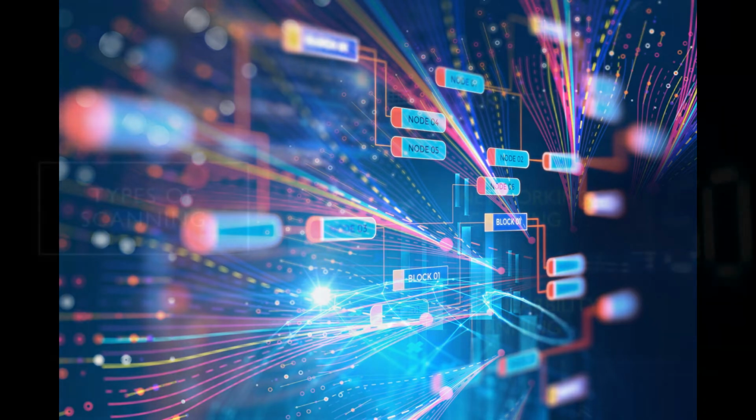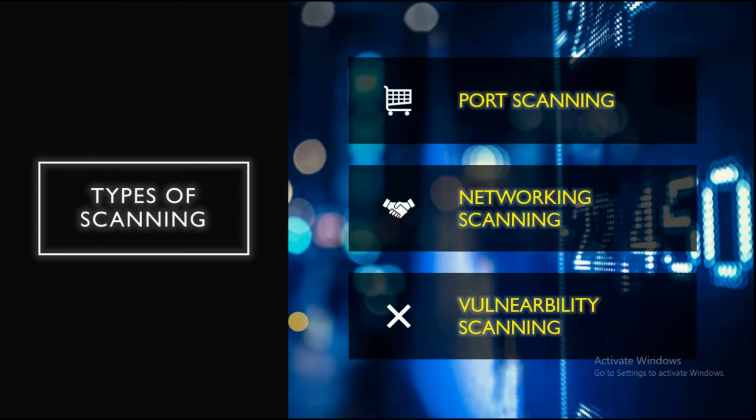Let's know the types of scanning. There are three types of scanning. First is port scanning, second is network scanning, and third is vulnerability scanning.